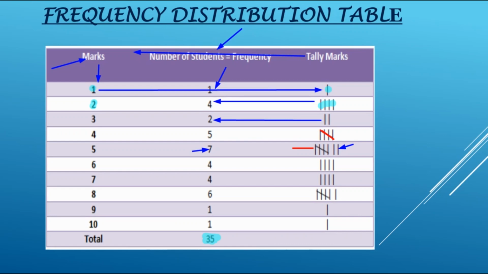So same way in the next one it is 4. So frequency is 4. In this one you just see 5 plus 1, 6. So the frequency is 6, and so on. The total of this column will be written here. So it is 35. If you total this column, you will get to know the total is 35.